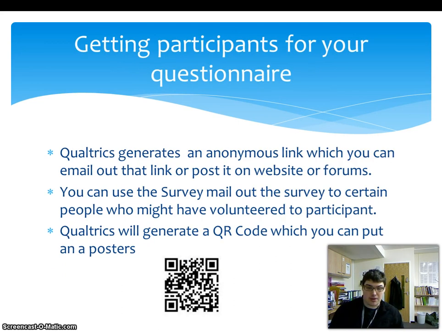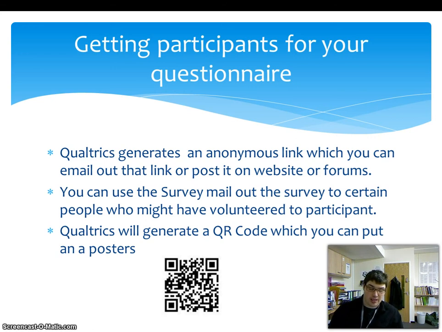In terms of getting participants when using Qualtrics, Qualtrics will generate an anonymous link for you, which you can then email out to people, and then they can pass on to their friends, and you can post it on websites, forums, post it on an undergraduate psychology forum if you're allowed to, and that can be a very effective way of getting participants, as well as, if you can use the snowball effect sampling method.